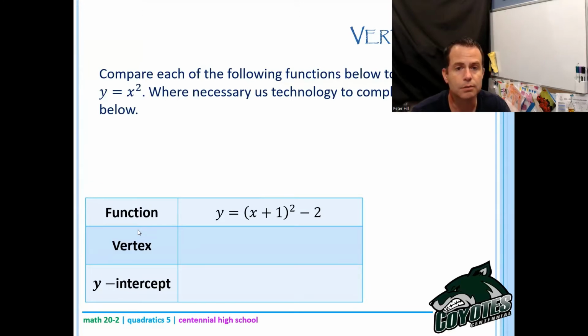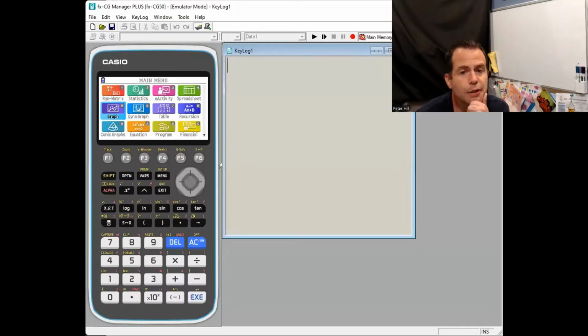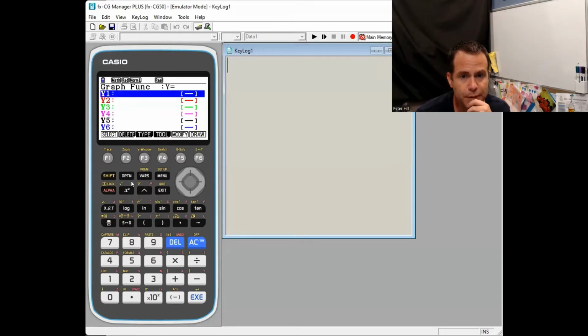Okay, so Casio kids, you're going to go to menu and then press graph. If you have a newer Casio, it'll be option 5 right here. If you have an older Casio, it'll be option 3. Press 5 and you're looking at your Y1, Y2, Y3, and so on. TI kids, on the top left-hand corner of your graphing calculator, you will see a Y equals button, and that's what you will press, okay?